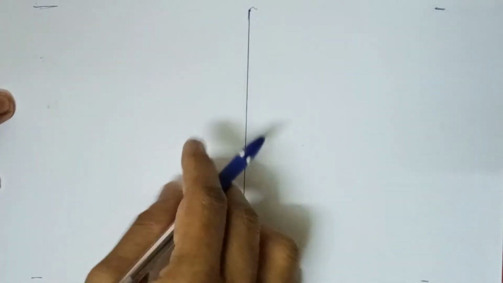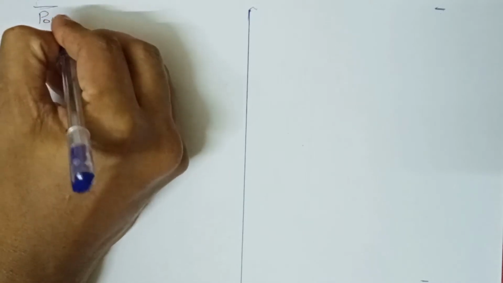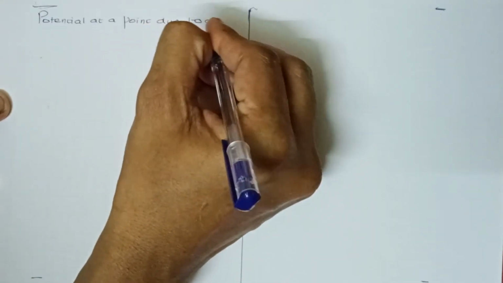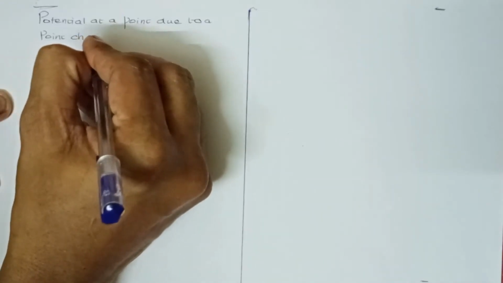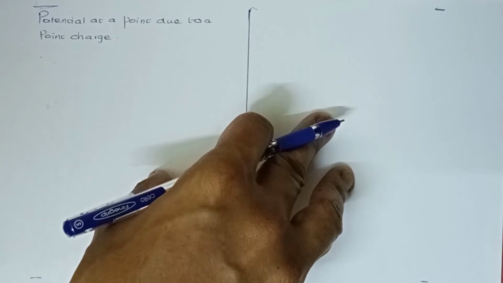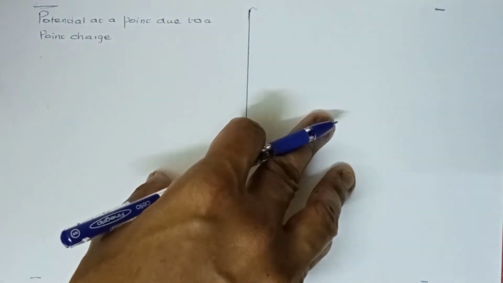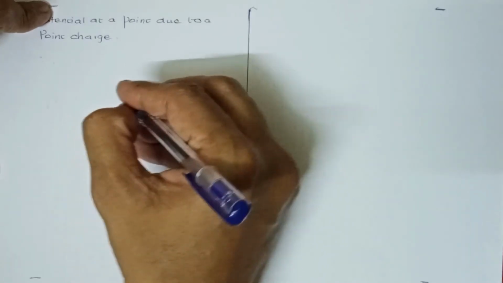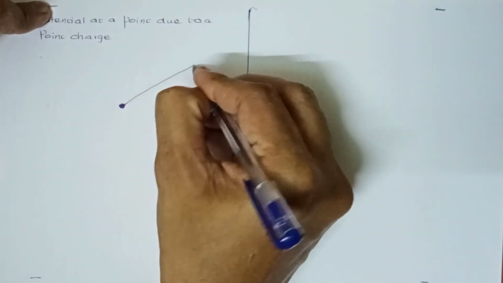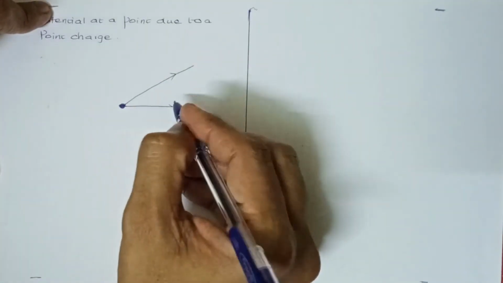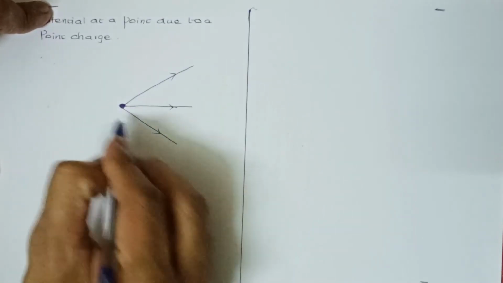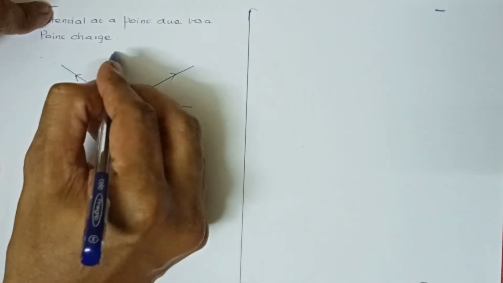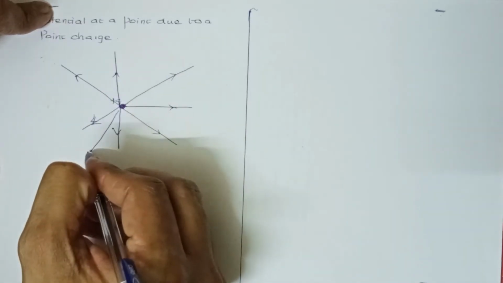Students, now we are going to discuss the topic: potential at a point due to a point charge. In the topic of electric field, we discussed the point charge, so let me draw the diagram of it. If plus Q is an isolated charge, the electric field lines of positive Q will be radially outwards.